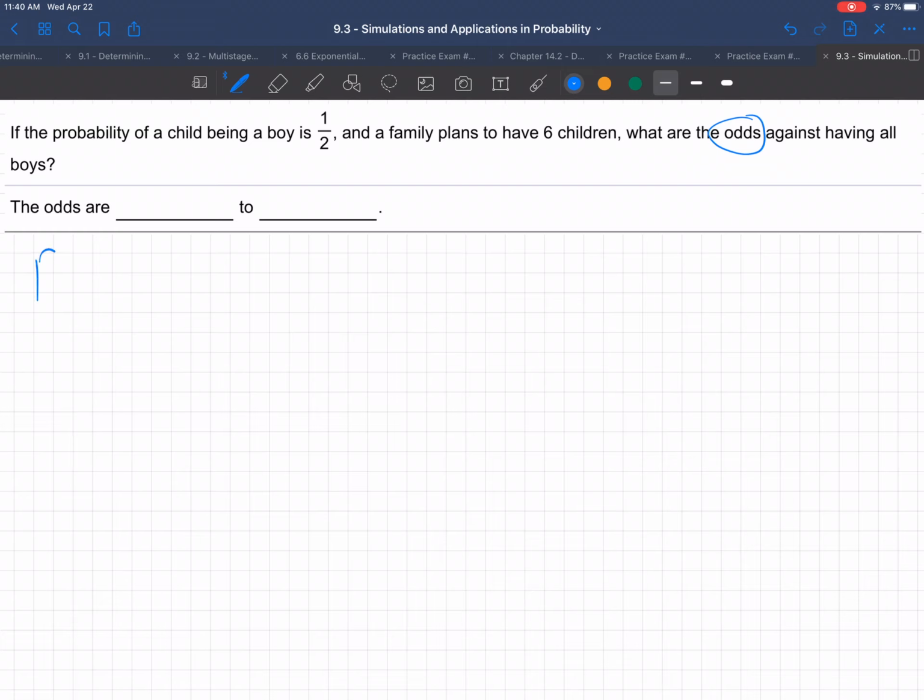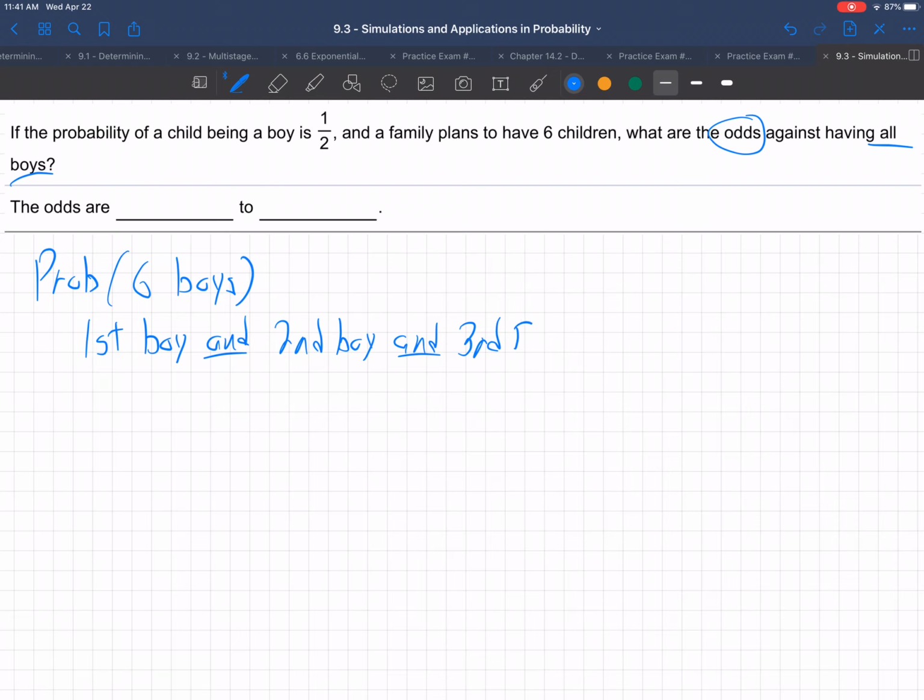So what's the probability of having all boys? So probability of 6 boys in a row. Well, remember that means and. That means the first is a boy and the second child's a boy and the third boy and the fourth boy and the fifth and the sixth.